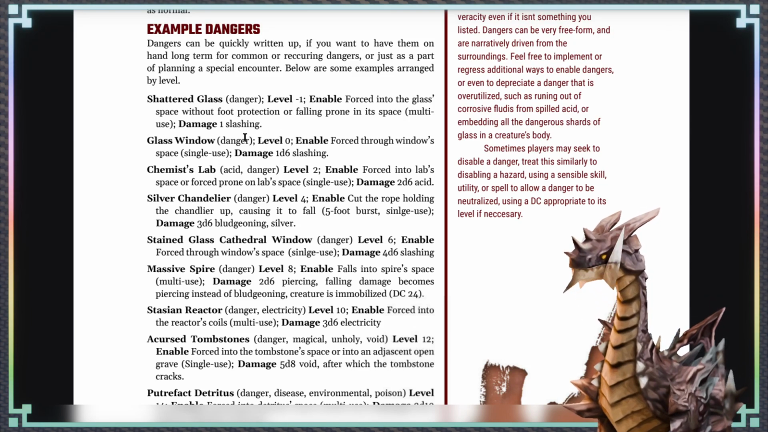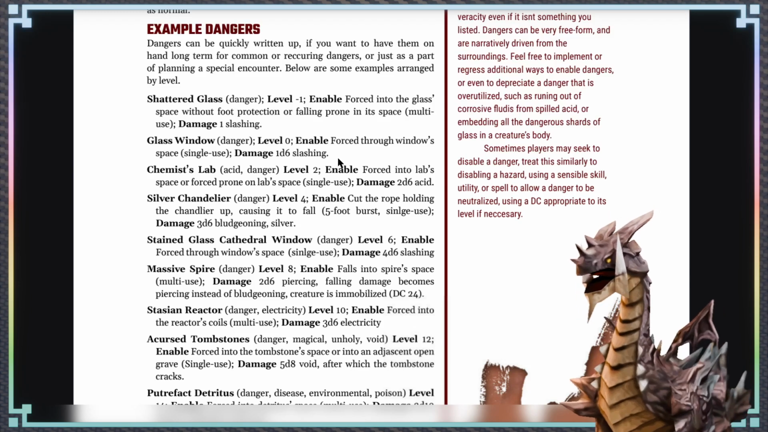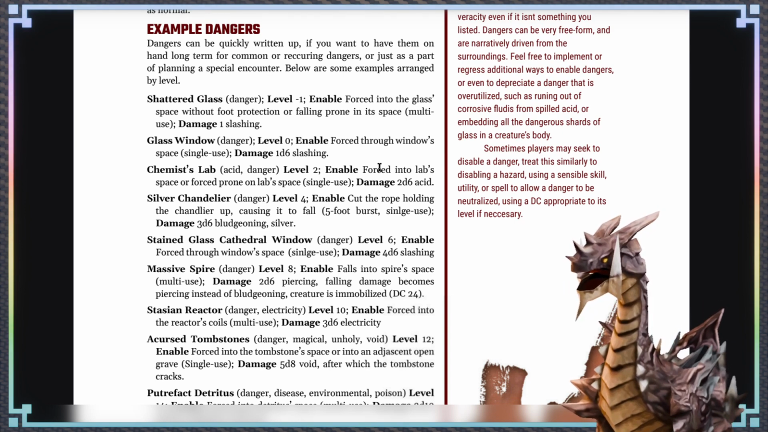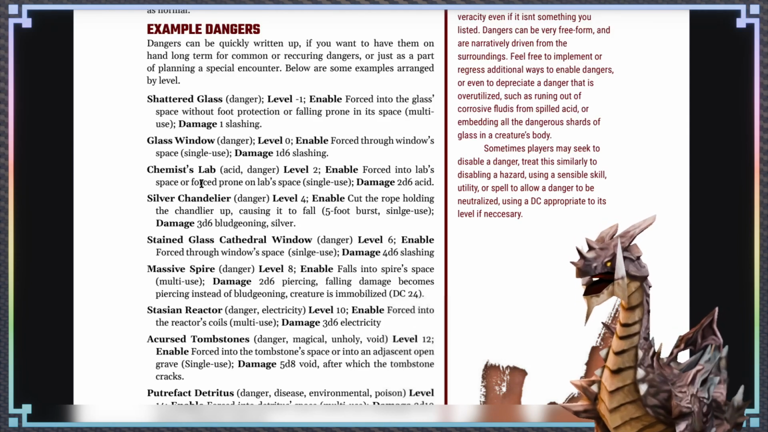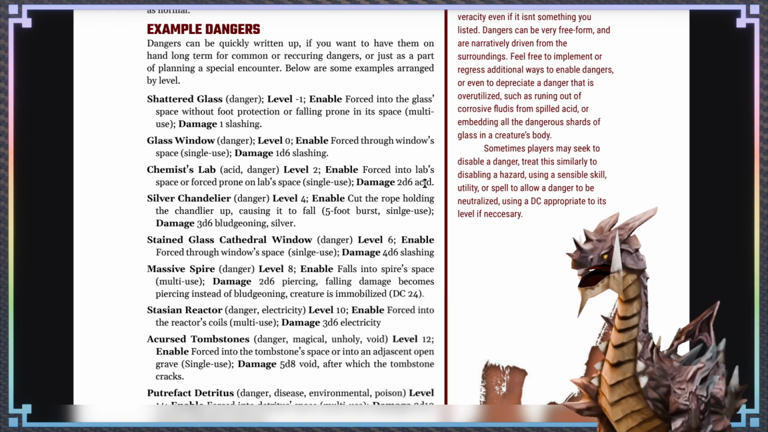A Glass Window, danger, level 0, forced through the window space, single use, damage, 1d6 slashing. A Chemist's Slab, which has the acid trait in addition, is level 2 and is enabled by forcing a creature into the lab space or being forced prone on the lab space. It is single use and deals 2d6 acid.